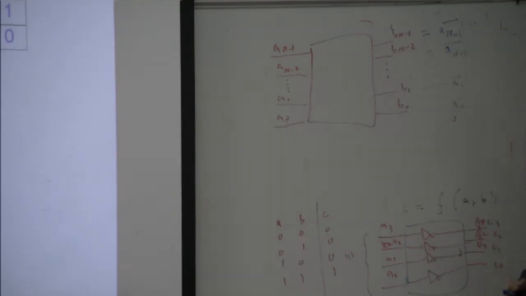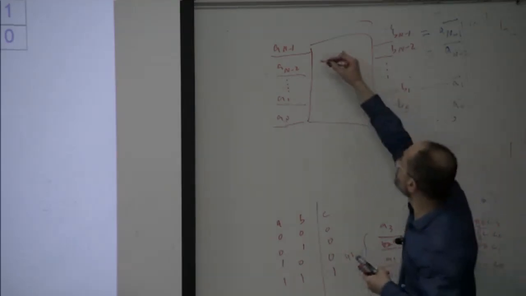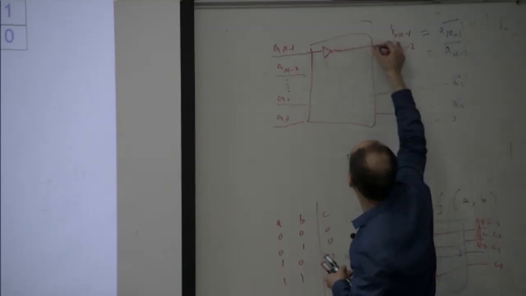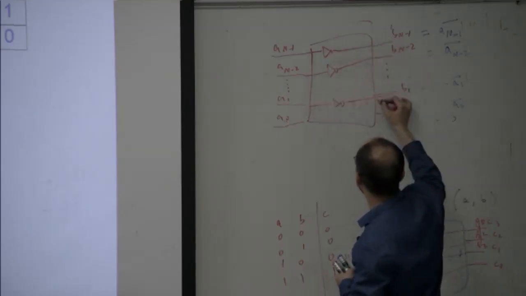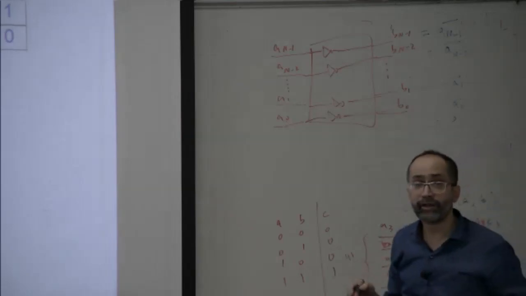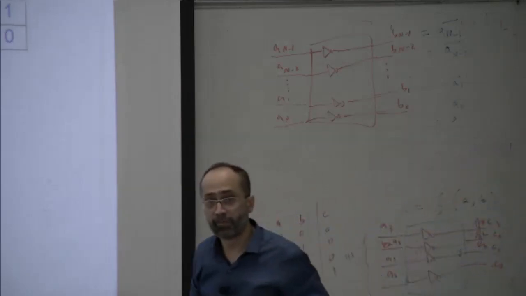Okay, how many inverters do we require? N. So to find the ones complement, we require N inverters, and this is an inverter. This is called a logical gate. To find the ones complement of an N bit number, we need N inverters. Got it? Should we proceed?